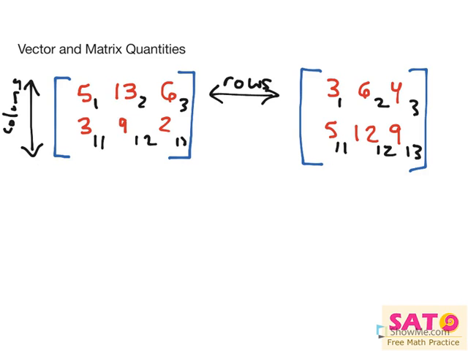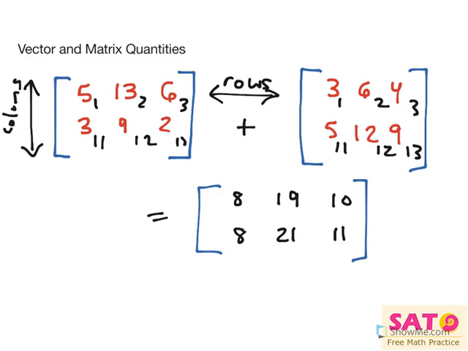So let's just say that as an example. That's not the official terms. If we wanted to add them together, we would get 5 plus 3. Our new array, we get 8, 19, 10, 8, 21, and 11.